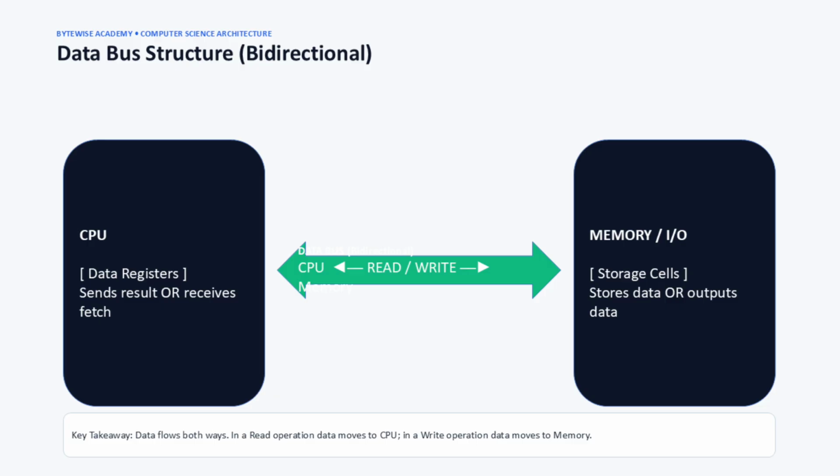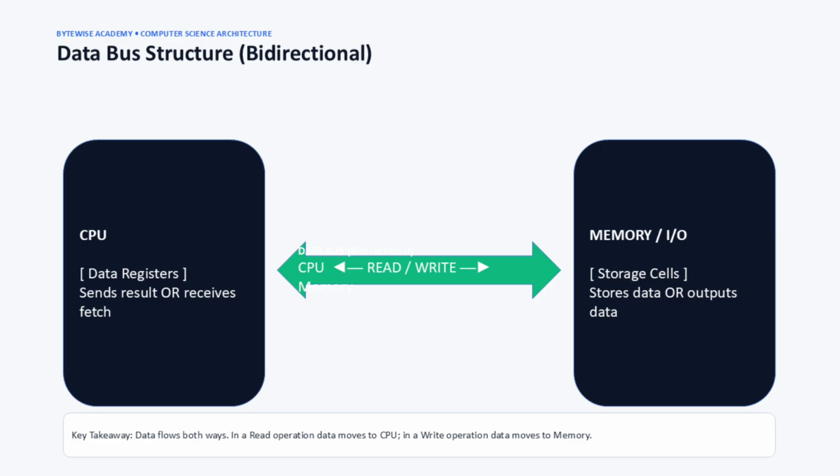When reading, memory to CPU. When writing, CPU to memory. That's exactly why the data bus is called bidirectional. Take a look at the arrow in the diagram. Unlike the address bus, which had only one arrow pointing outwards, this diagram clearly shows arrows in both directions.